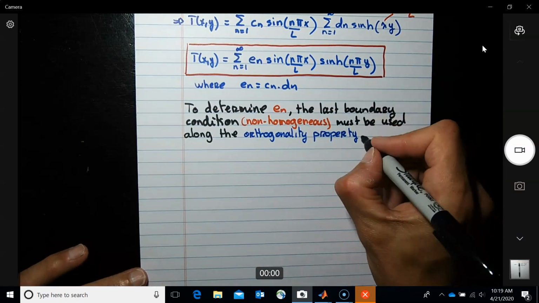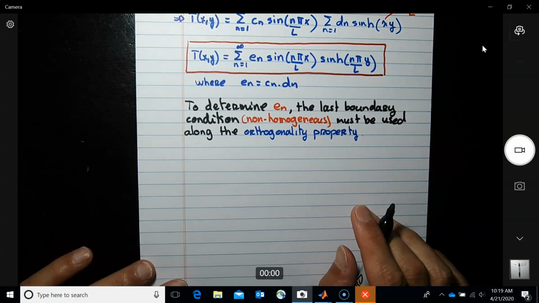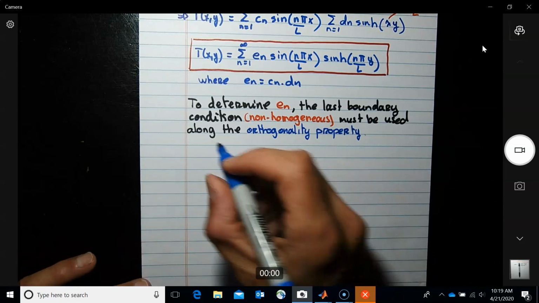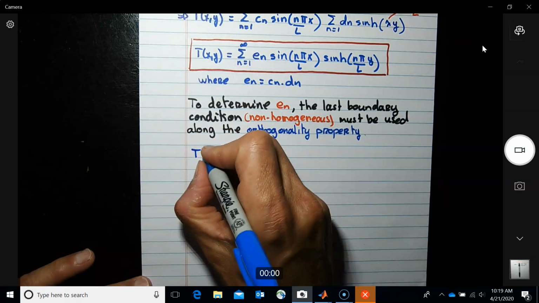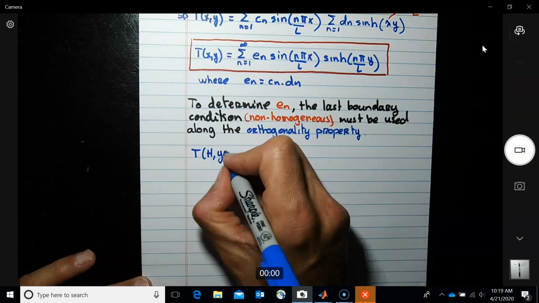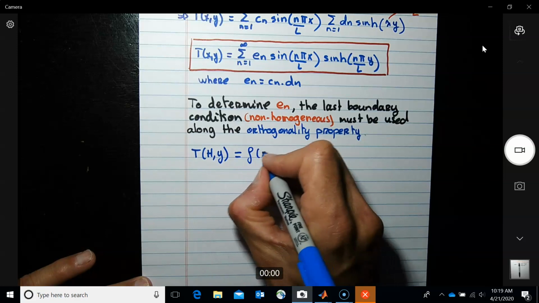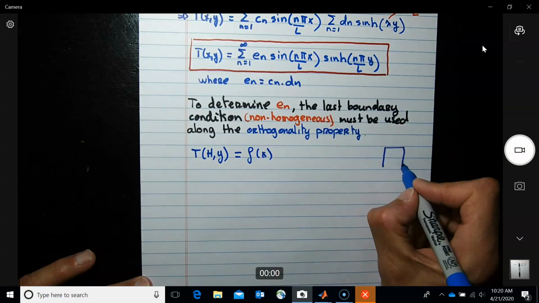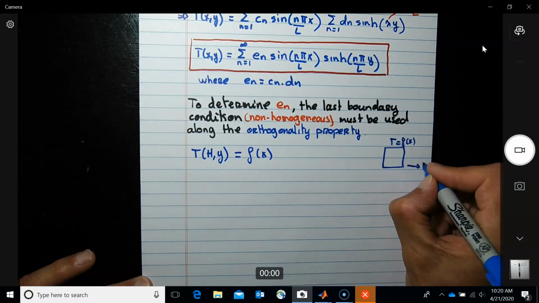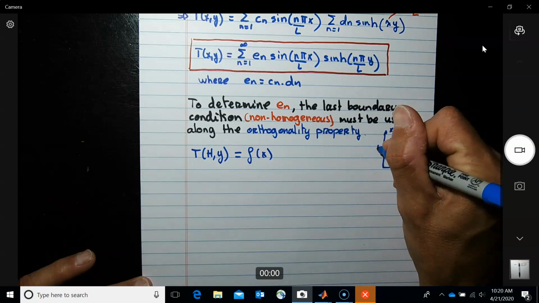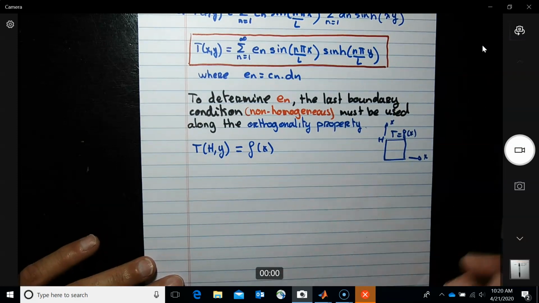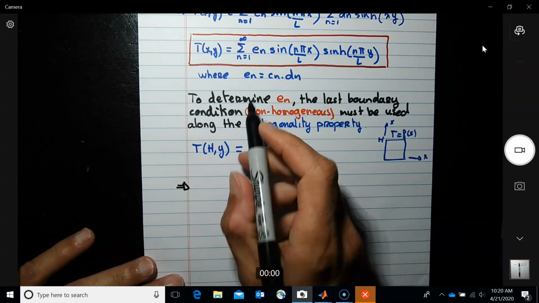I'm not going to mention it at the end, I don't want to confuse you. So basically, what was the last boundary condition is that T at y equal to h was equal to f of x. So that was the boundary condition here. So what does that mean? So we substitute over here.